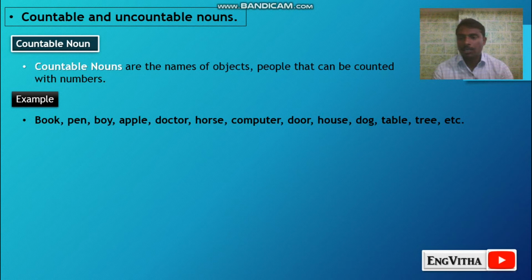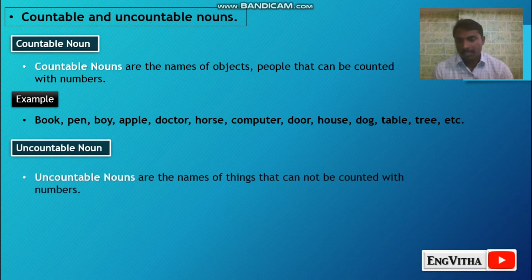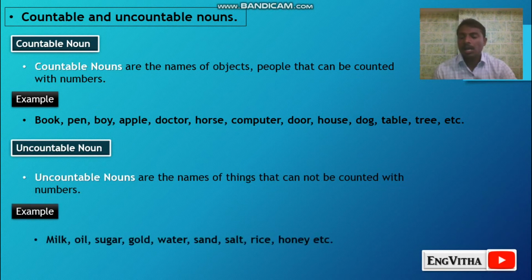So let us see the next noun, that is uncountable noun. Uncountable nouns are the names of things that cannot be counted with numbers. For example, milk, oil, sugar, gold, water, sand, salt, rice, honey. These are all examples of uncountable nouns. Why? Because we can't count milk, oil, sugar, gold and the rest of the things, because it is impossible to count them with numbers.